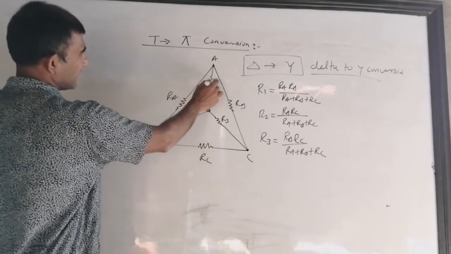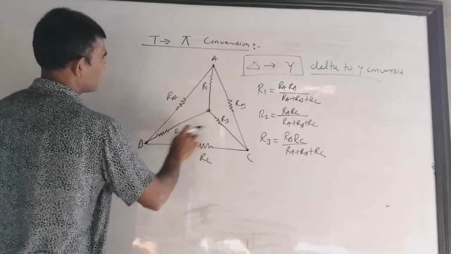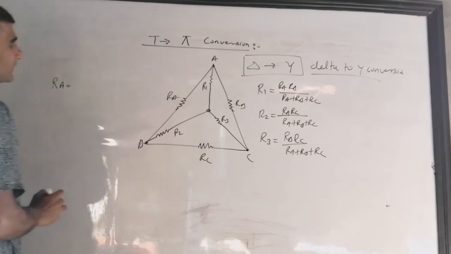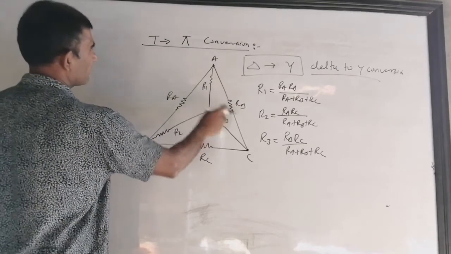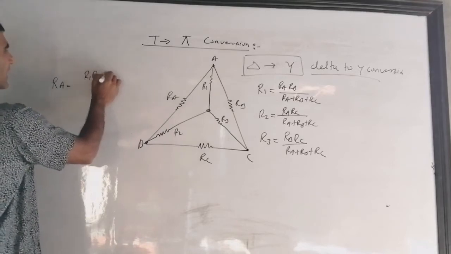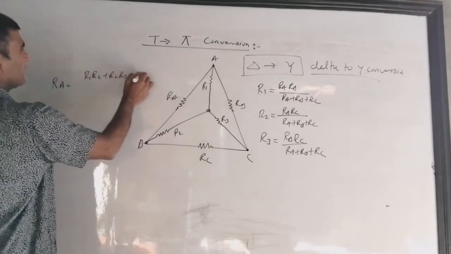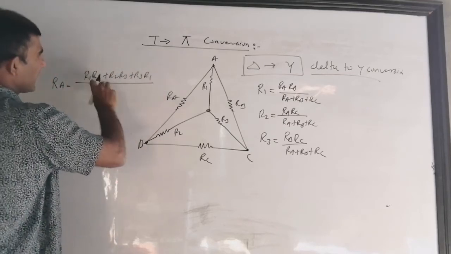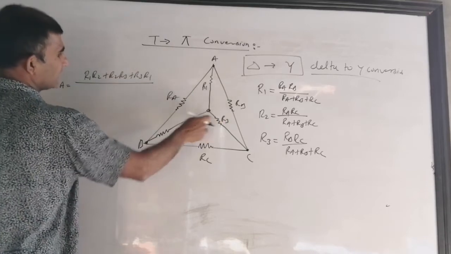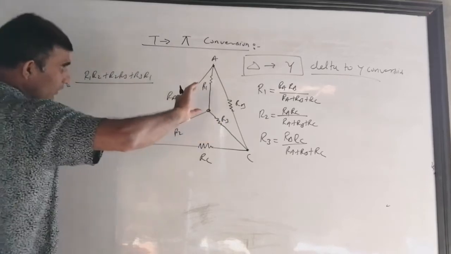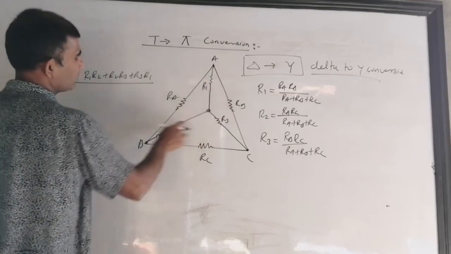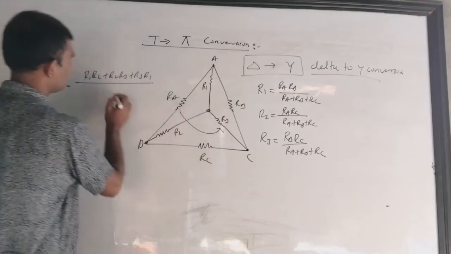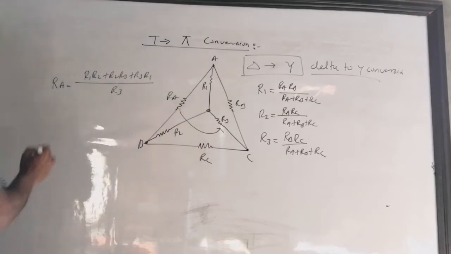This time, if you are given R1, R2, R3, then how will you find RA? So RA will be equal to the sum of products, meaning two at a time: R1, R2, R2, R3, R3, R1. You will multiply two at a time and then solve. Even if you do not see which one is R1, R2, you multiply two by two. And what is the opposite of RA? This is R3, so this resistance will be R3.